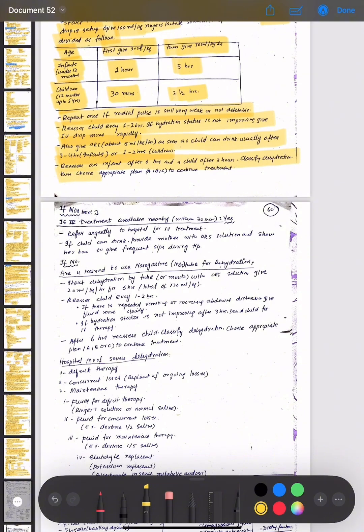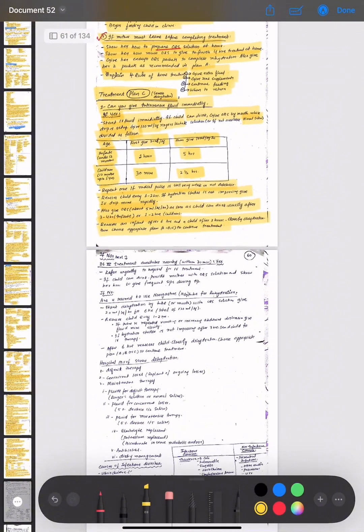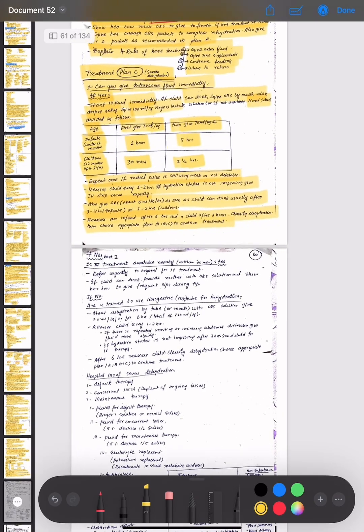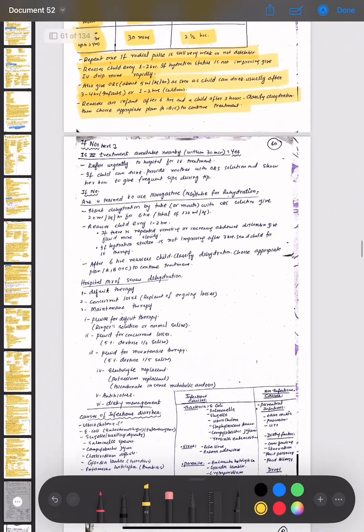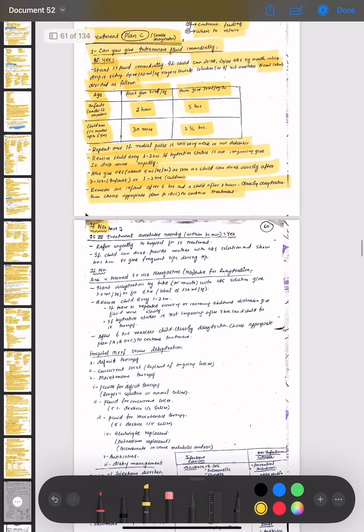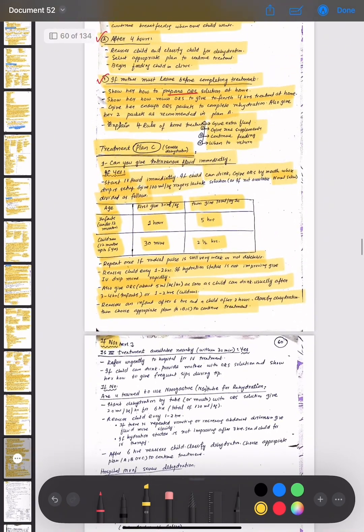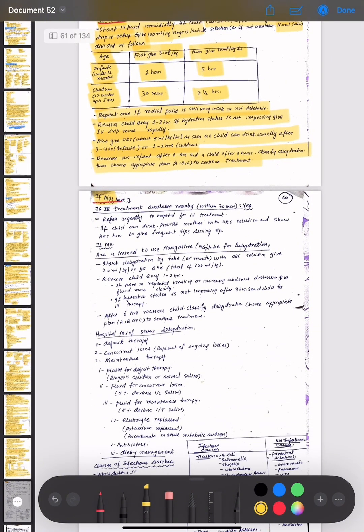Classify dehydration, then choose the appropriate plan A, B, or C to continue the treatment. Okay, so first of all, what you have done is you have given the intravenous fluid. Now we have a question here: can you give intravenous fluid immediately? If yes, then we will give the following treatment. If no, then we will give the following treatment.